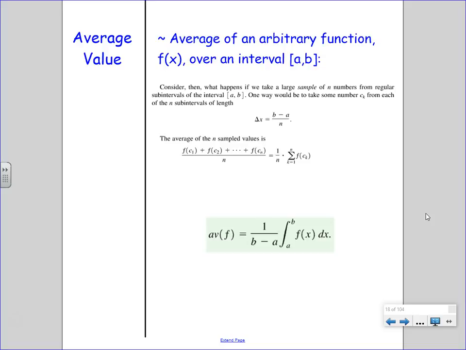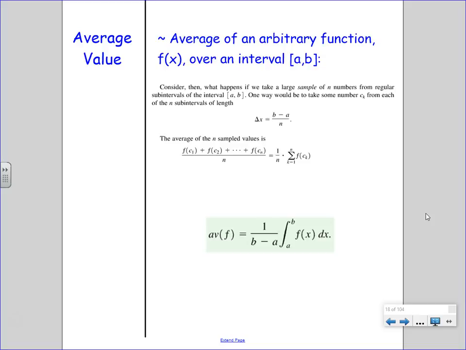Take the sum of all the values and divide by how many. But what's the struggle if I'm finding the average of a function over an interval a to b? How many values are there in between a and b? Infinitely many. So how can I sum infinitely many and divide by infinitely many points? Yeah, basically with the limit.